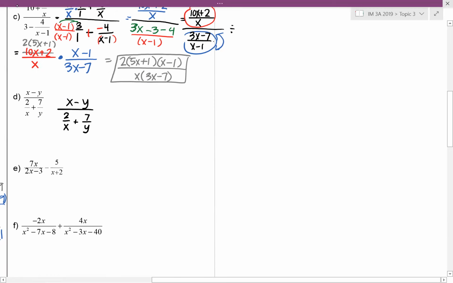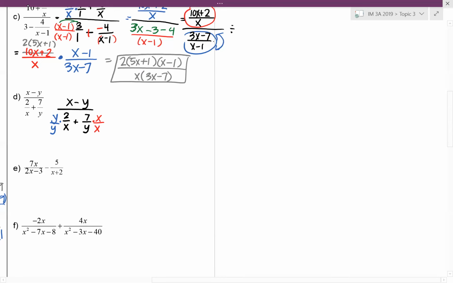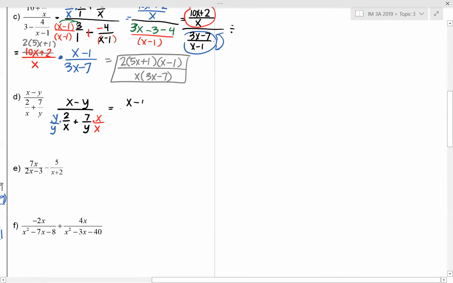So since they each have a totally different denominator, x and y, I have to multiply the first fraction by y over y so that my denominator will be x times y. And I need to multiply the second fraction by the first fraction's denominator, x over x, so that my denominator again is x times y. So the numerator, x minus y, we can't do anything to simplify.